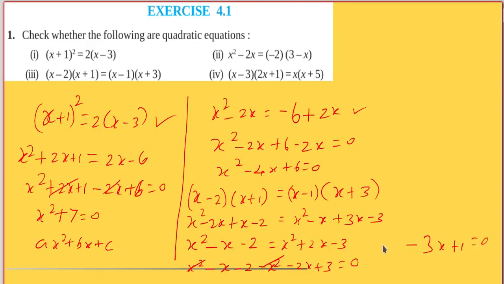So here the x square term has vanished. So it is a linear polynomial. It is not a quadratic polynomial. So the given equation is not a quadratic equation.